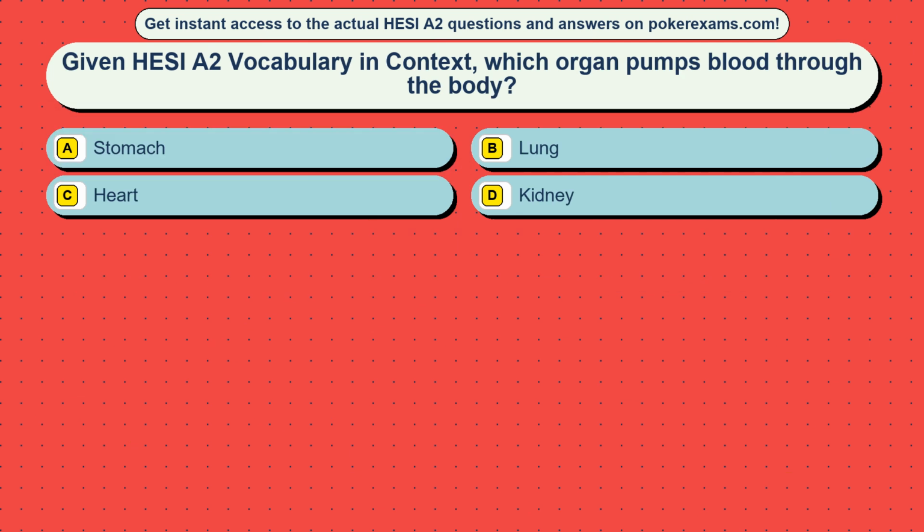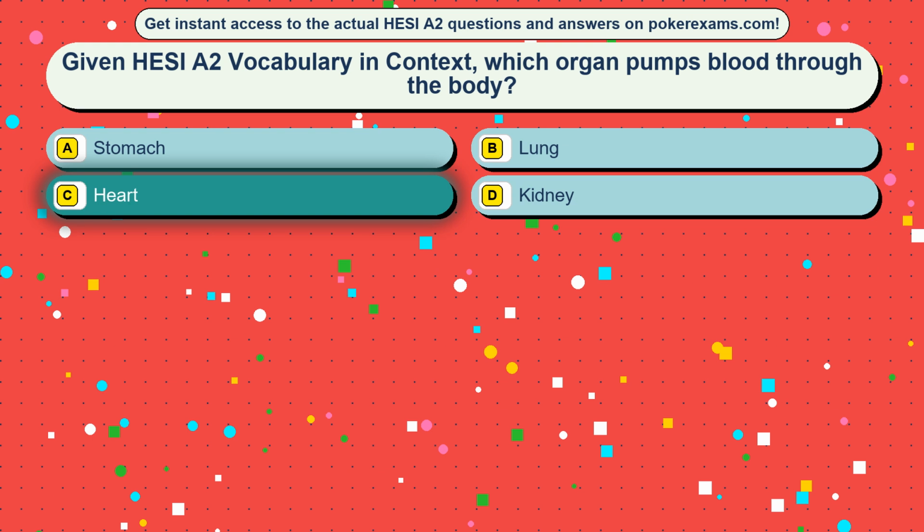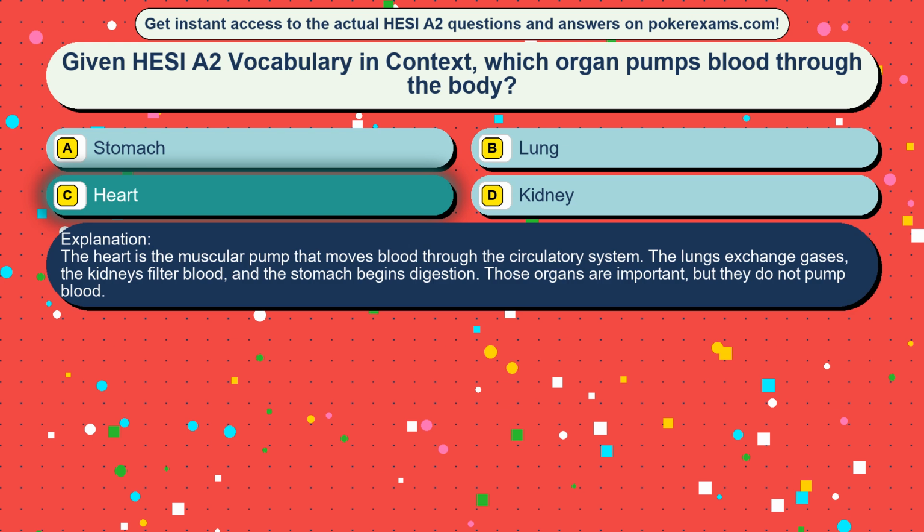Question 48. Given HESI A2 vocabulary in context, which organ pumps blood through the body? Option A, stomach. Option B, lung. Option C, heart. Option D, kidney. The correct answer is option C, heart. The heart is the muscular pump that moves blood through the circulatory system. The lungs exchange gases, the kidneys filter blood, and the stomach begins digestion. Those organs are important, but they do not pump blood.